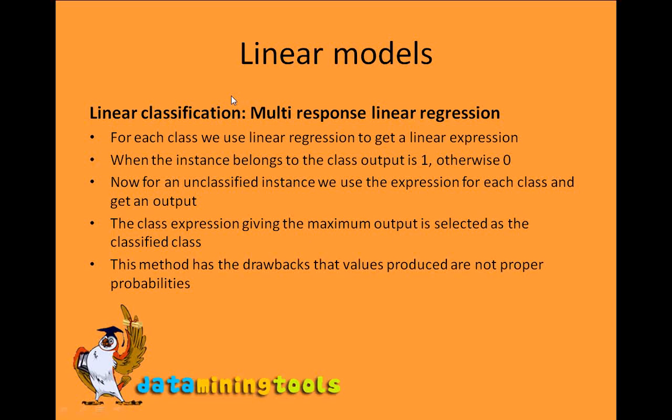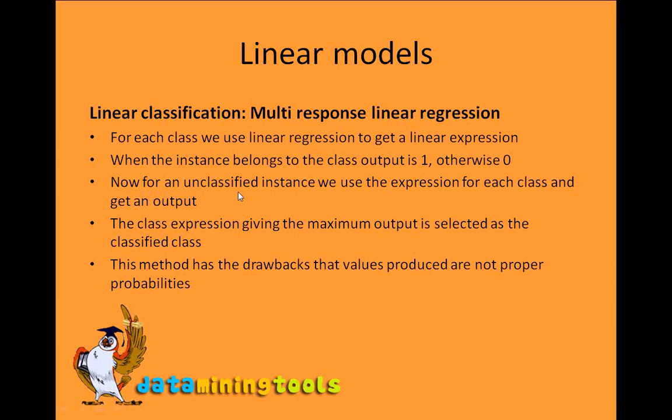That was linear prediction. Now we come to linear classification. For linear classification, the technique we will be dealing with is multi-response linear regression. In multi-response linear regression, for each class we use linear regression to get a linear expression. That is just like in the previous case, but now when the instance belongs to a class, the output is 1, otherwise 0.